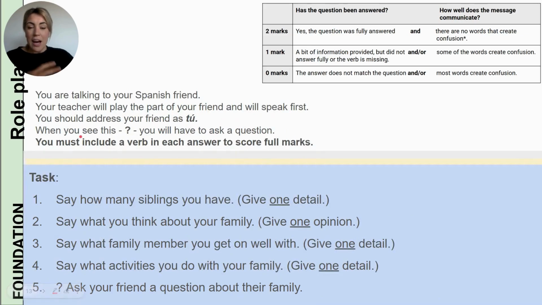Bueno, had you done all of this way, you would get 2 marks per question, and that would be a total of 10 marks out of 10. So I hope this helped.